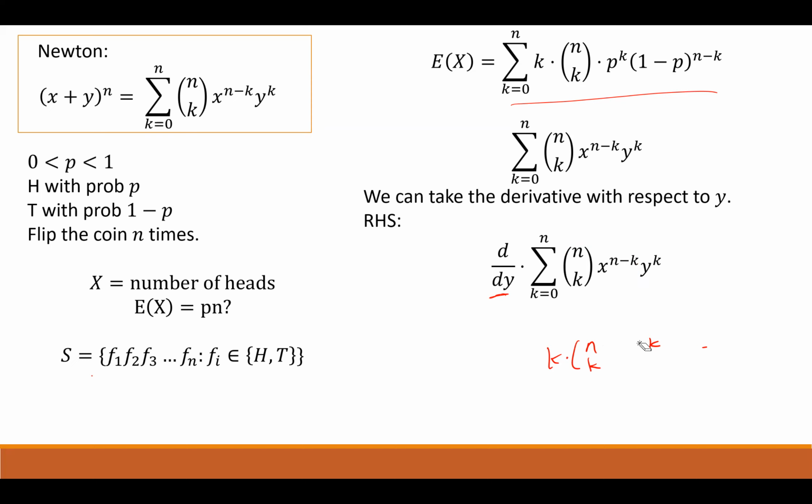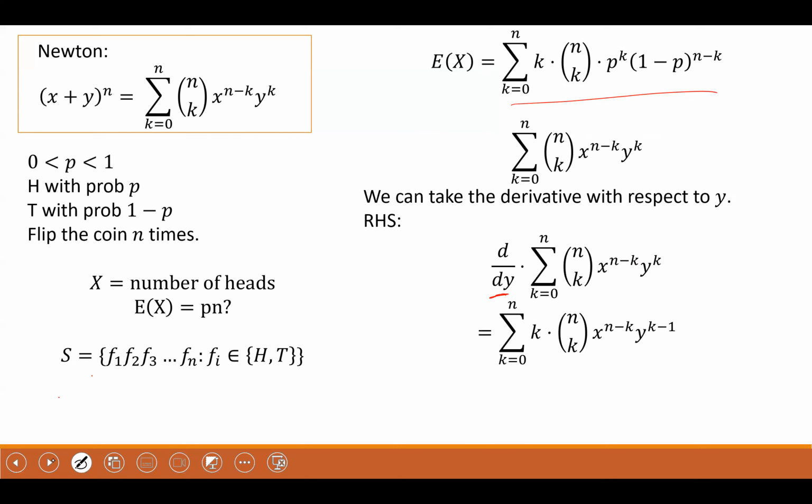Okay, so if we do that, we get an expression that is starting to look more like what we want. We've introduced this k here. And x, I've kind of written it backwards, but x and y are sort of interchangeable. So I have an x to the n minus k times, this is p to the k, but this is y to the k minus 1. So it's not quite the same, but we're getting pretty close.